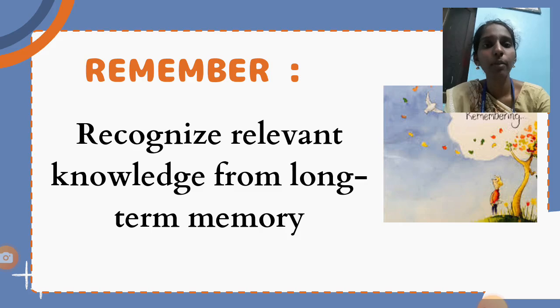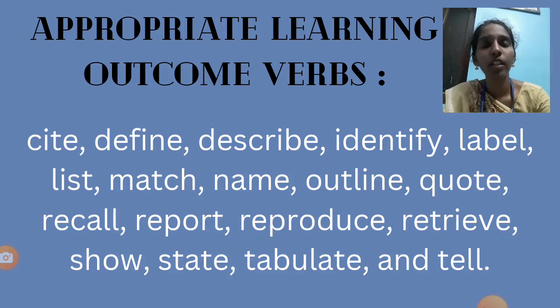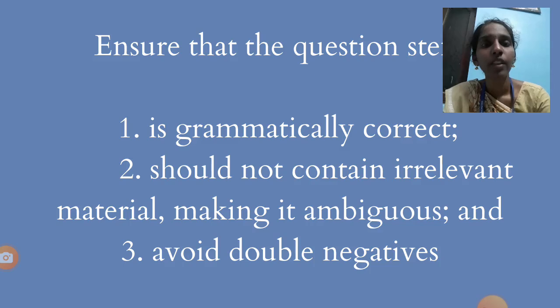Next, remember. Remember means recognize relevant knowledge from long-term memory, and here are the appropriate learning outcome verbs. These are the learning outcome verbs which we gain through the level remember. And in remember, we should ask questions which are grammatically correct and should not contain irrelevant material, making it ambiguous, and avoid double negatives.